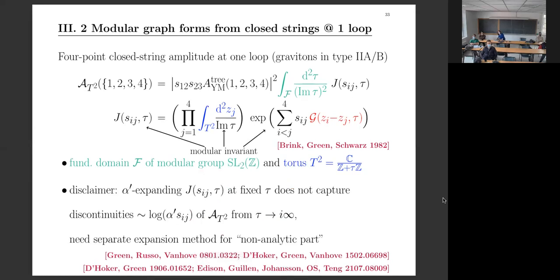Okay, so a little disclaimer here. You may be uneasy that we expand in alpha prime at a fixed value of tau. So strictly speaking, this will cut away certain non-analytic terms, some logarithms in Mandelstam variables. So this is a separate sector of the one-loop string amplitude that can be studied using different methods. So what we are doing here is a power series expansion, which is tailored to get the effective action. And I can tell you more in private if you are curious about these non-analytic terms and how the separation is done.